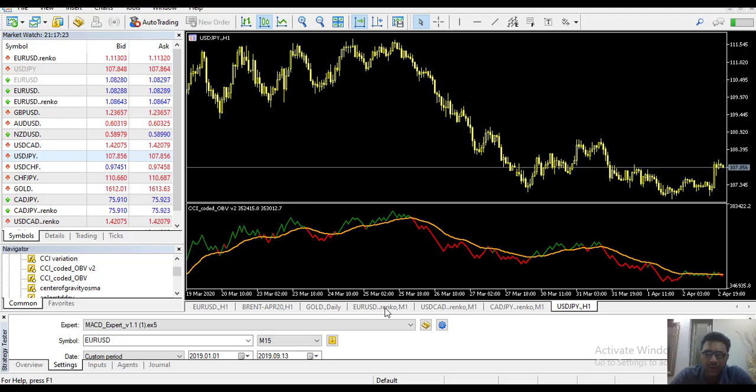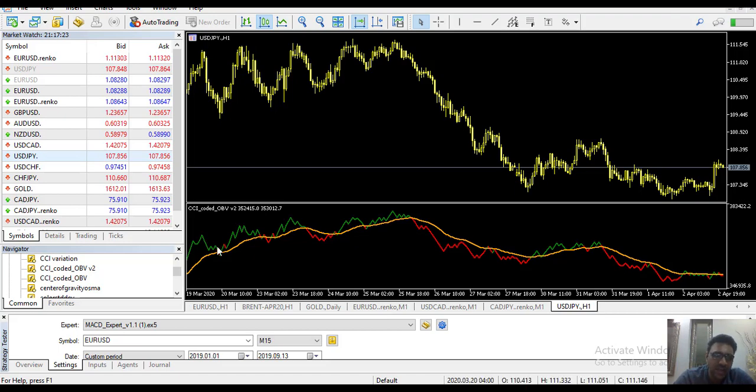So guys, let's move on to another example. Here we will be using another indicator with the Renkos and see how easy it is to recognize and use them with our examples. Here we have another indicator.